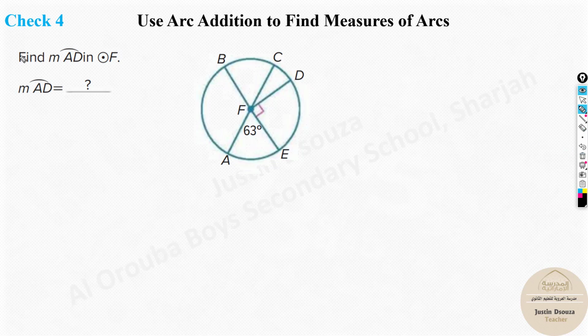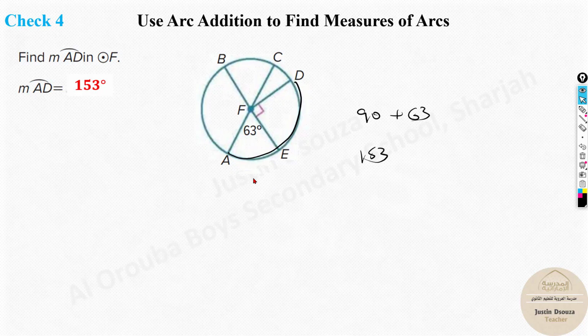Now again another similar one. Try it by yourself by pausing the video now. Measure of AD, this is the arc over here. Now it's very close, like the same answer. It'll be 90 plus 63, that is 153. Just 1 degree more than the previous one.